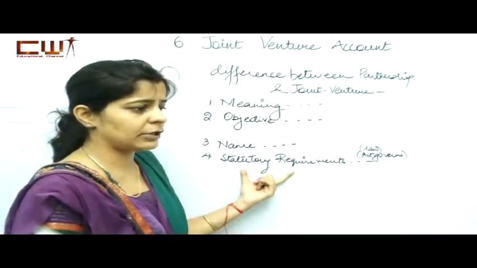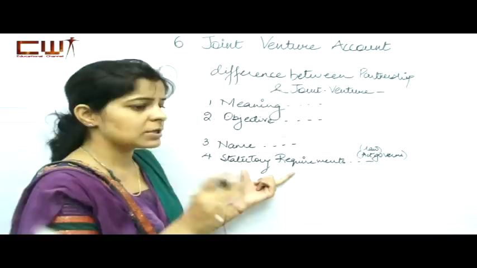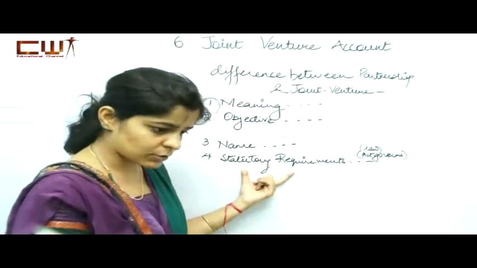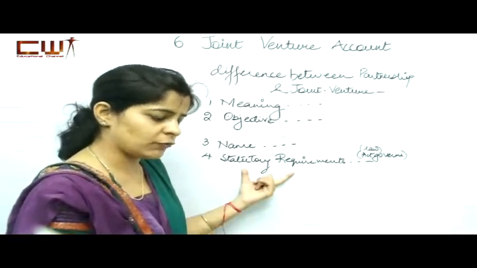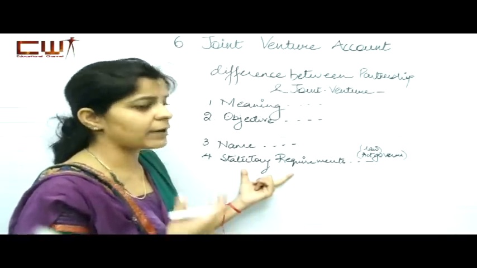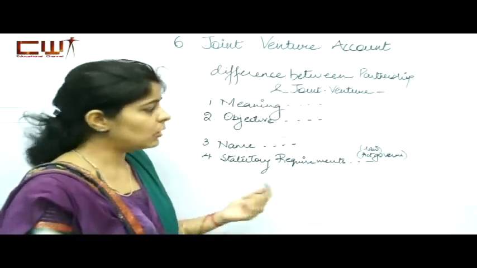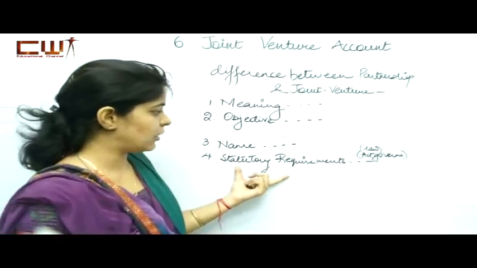The Partnership Act 1932 states certain things. You have to provide interest on capital. If it is silent, you don't have to provide. Interest on drawings is provided. So this is all under statutory requirements.